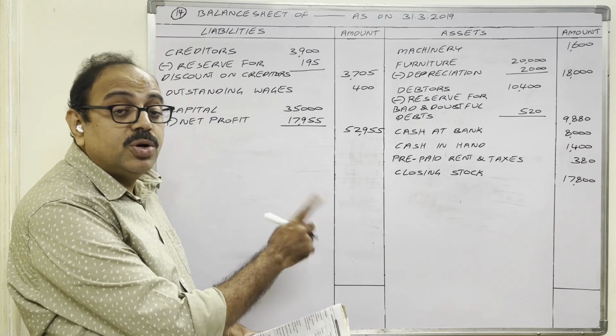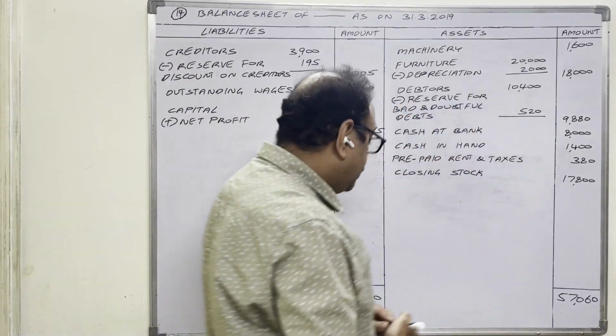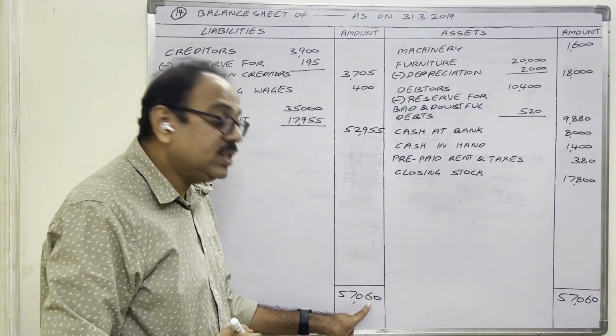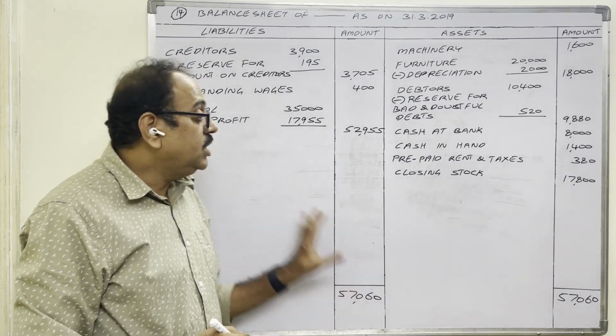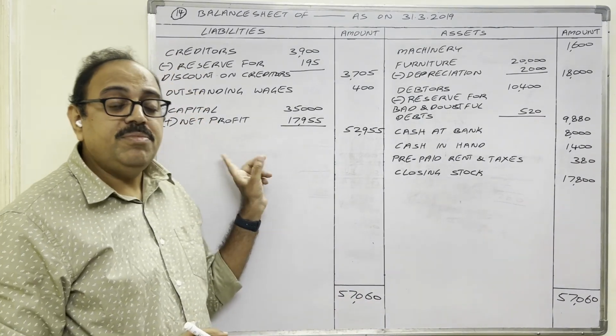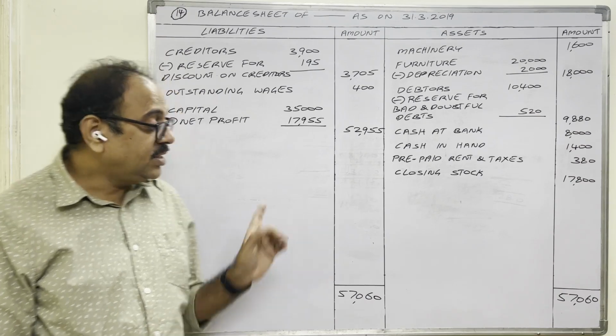Finally we have to find out the totals of the two sides. So the two sides total 57,060 rupees. So this is all about the 14th problem from the final accounts topic. Take a screenshot of this.